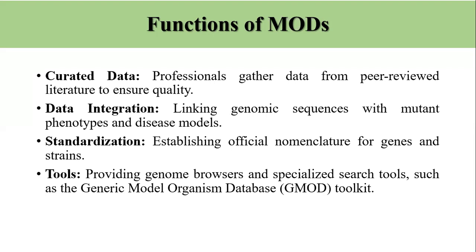It is also important for data integration, like we can link the genomic sequences of different organisms with the mutant phenotype and disease model as well. It also helps to standardize different genes and the nomenclature for genes and strains. We can also study and establish these by using model organism databases. It also provides different tools, such as genome browsers and specialized search tools such as the Generic Model Organism Database toolkit. That's all about model organism databases.